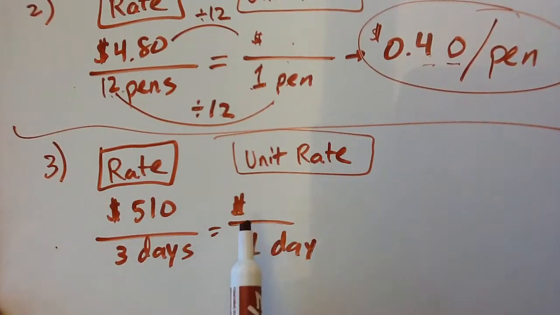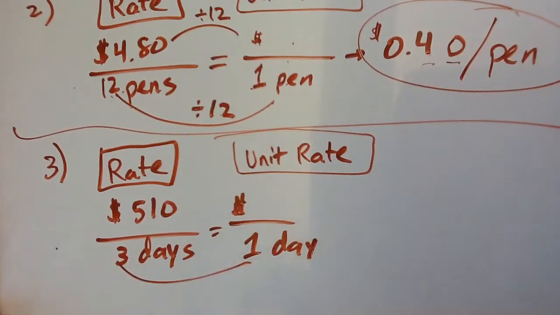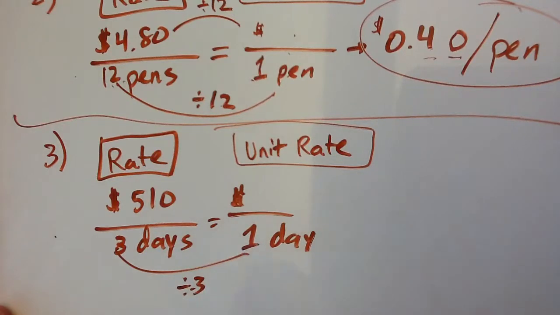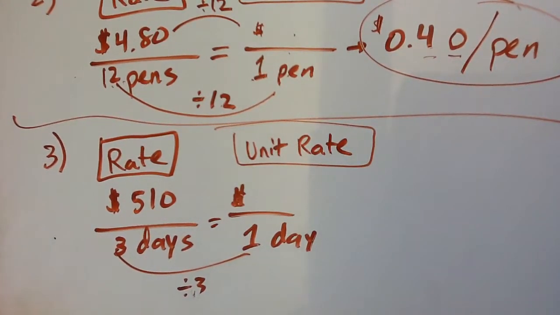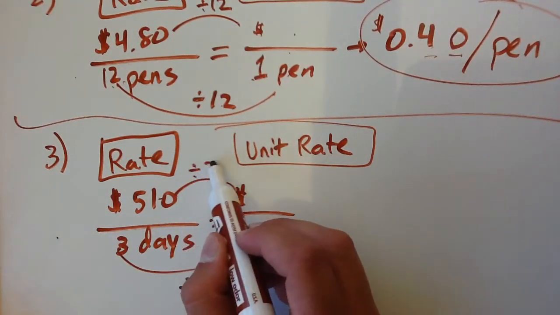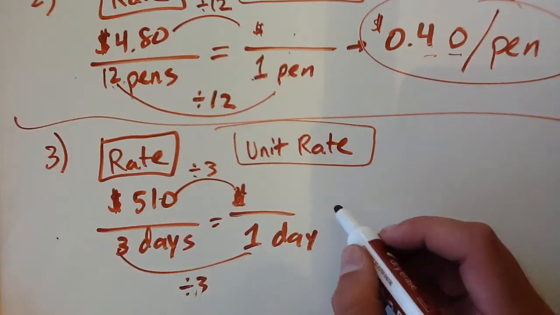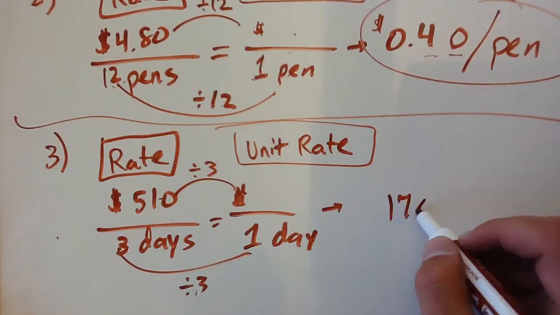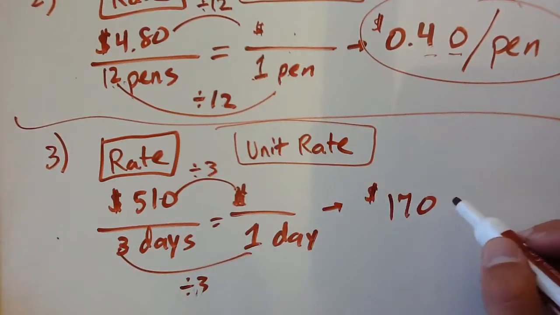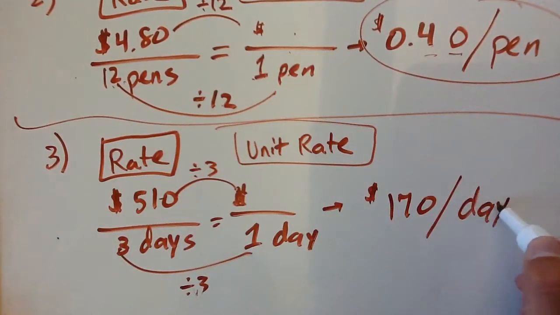Again, this is the unit rate, comparing different units, and the bottom number is 1. How did we get from 3 to 1? Well, we divided by 3, right? 3 divided by 3 is 1. And if you divide by 3 in the bottom, you must also divide by 3 in the top, or in the numerator. 510 divided by 3. If you put that in your calculator, you will get 170. So he got paid $170 per day.